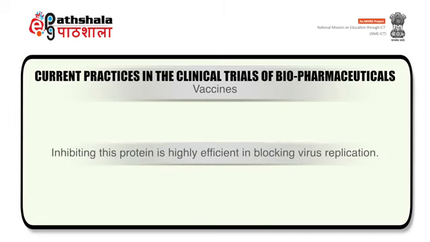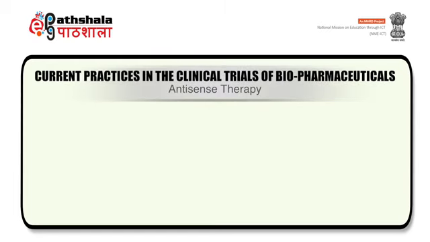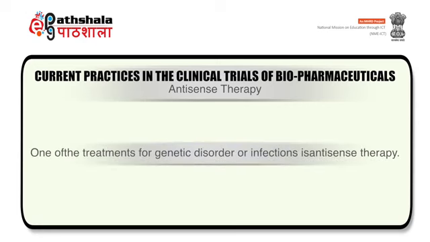Inhibiting this protein is highly efficient in blocking the virus replication. Now the next category is antisense therapy. One of the treatments for genetic disorders or infections is antisense therapy.